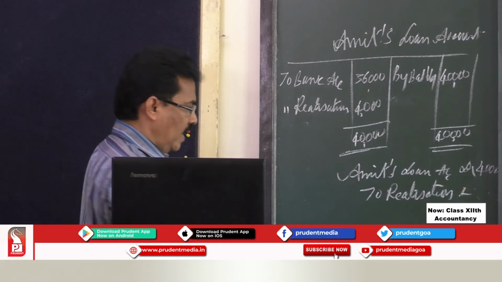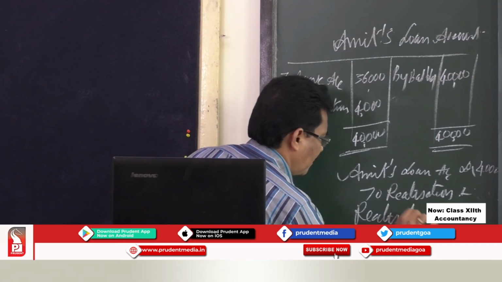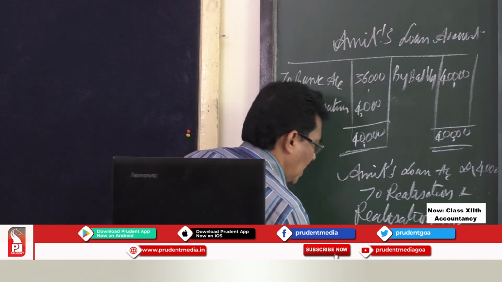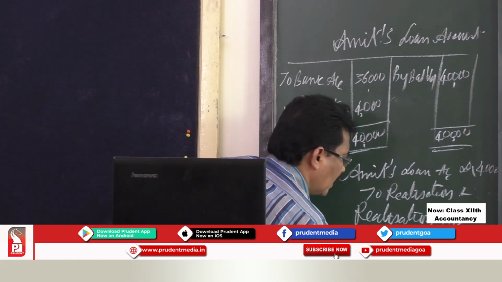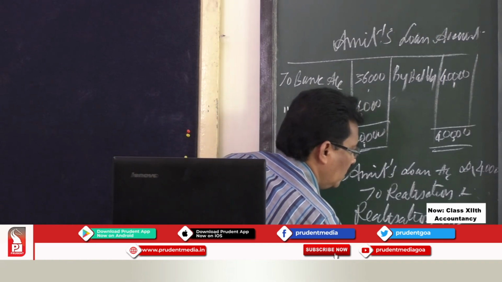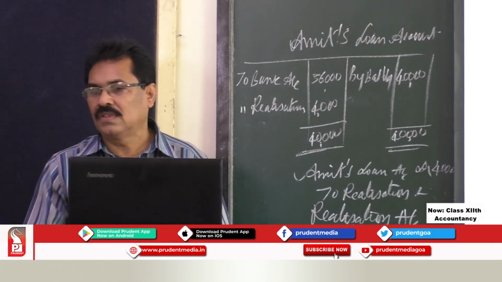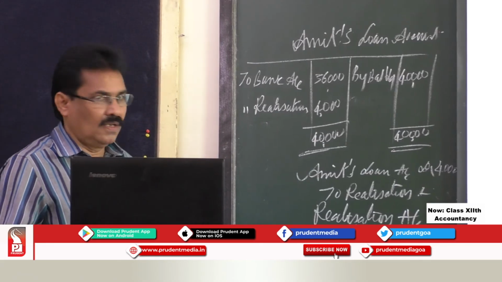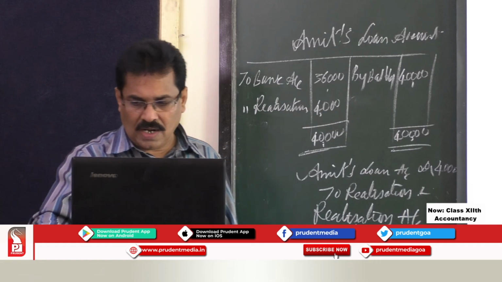So, when you post it, it comes in realization account credit side by Amit's loan rupees 4,000. This 4,000 becomes a profit to the firm. So, this is how you have to adjust this.